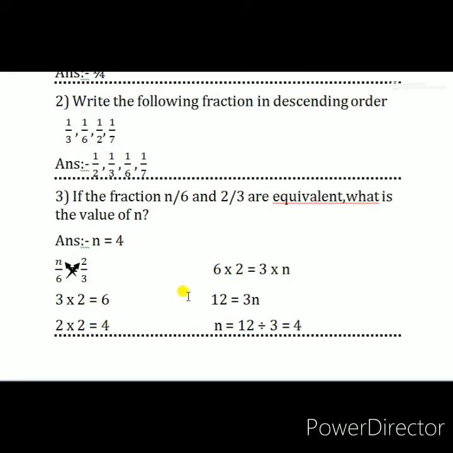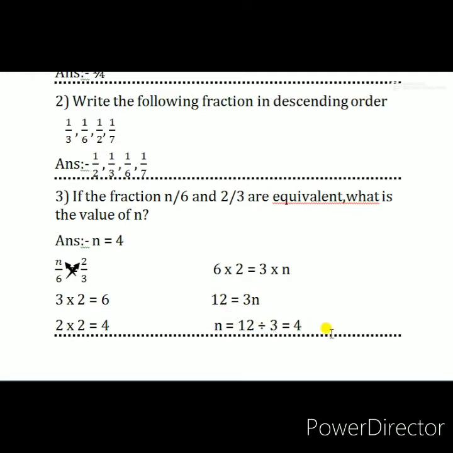There is another method to find the value of n, an advanced method. Here we know that 6 multiplied by 2 equals 3 into n. Both are the same. 6 into 2 equals 12 and 3 into n equals 3n, so 12 equals 3n. To find the value of n, we have to divide 12 by 3.